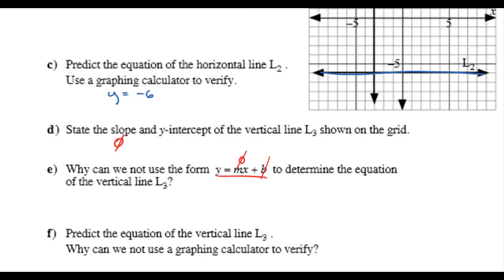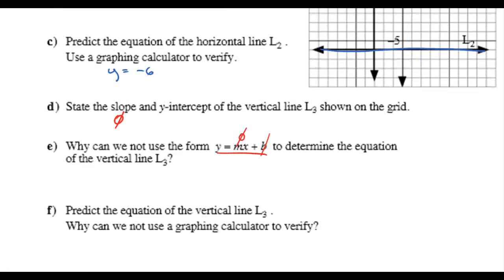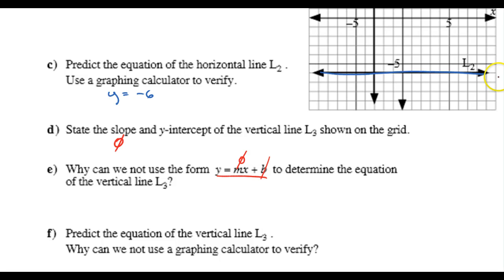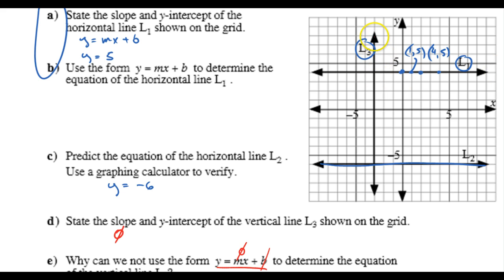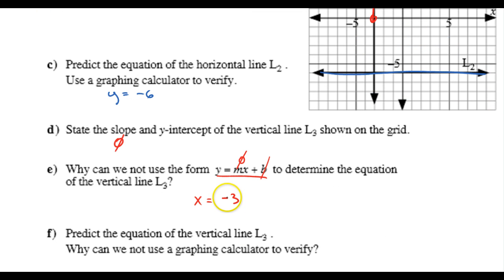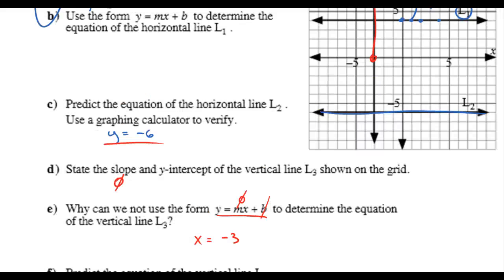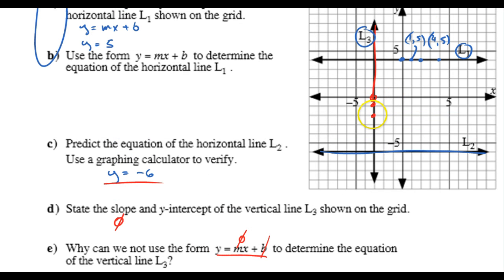But there is a solution, and the solution is actually x equals whatever the x-coordinate is, and the x-coordinate is going to be right there. The x-coordinate is going to be -3. So it's going to be x equals -3. And it's kind of the opposite of this one, y equals -6, because again, x equals -3 means that every coordinate is going to go through -3. And if we look in the graph here, indeed, every coordinate here goes through -3.